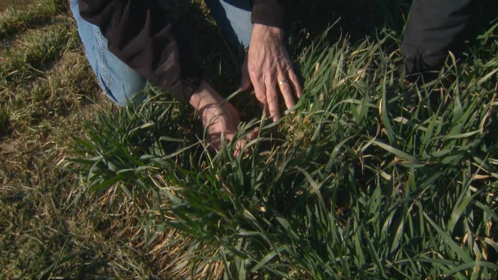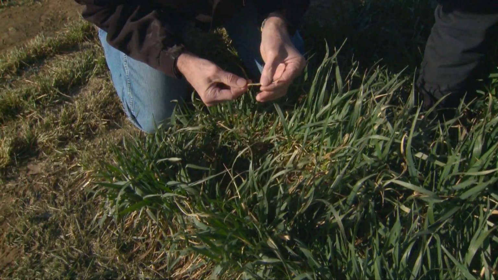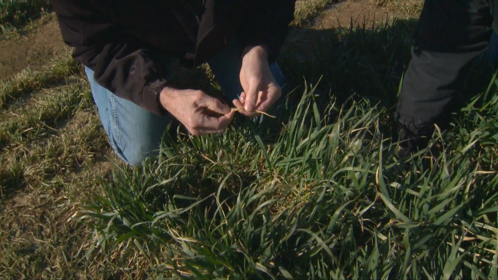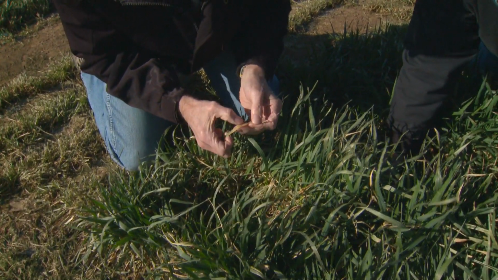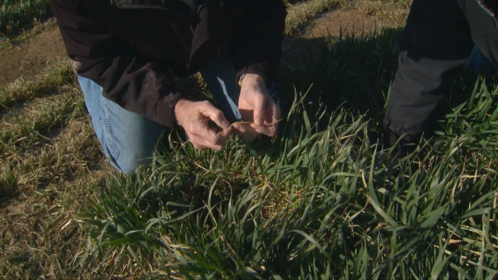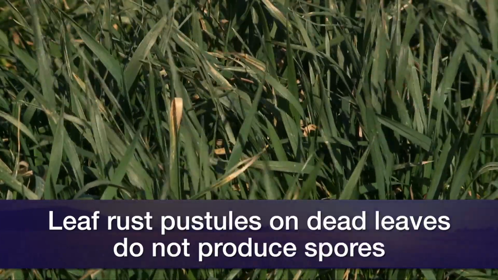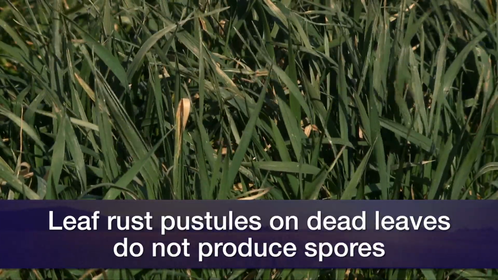Now the really dead leaves down low, they may have rust pustules on them, but those will not be alive because you can maybe see some a little bit in that dead area there. They're not going to provide inoculum because, as I said, it needs living tissue, so it's going to have to be on a partially live leaf yet.